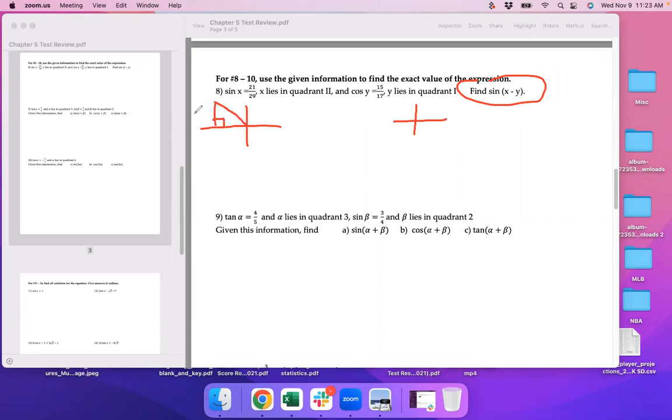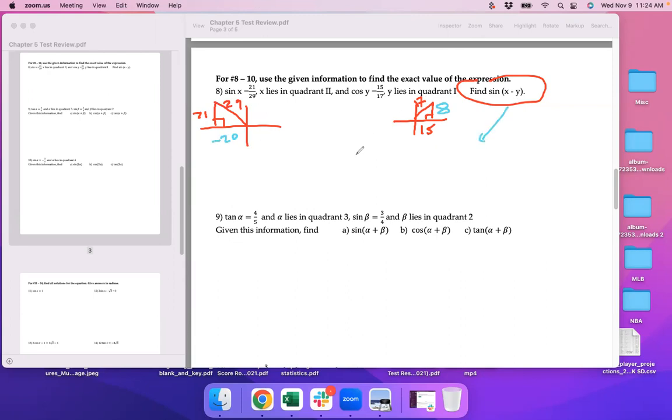So this is going to be 21 and 29. And this right here is going to be 15 on the x-axis because it's adjacent to our hypotenuse, and 17 for the hypotenuse. If you do Pythagorean theorem, you should get 8 for the vertical side for angle Y. And for this one, a little hard to do in my head, so I'm going to use a calculator. 29 squared minus 21 squared. Yeah, you should get 20. Now, but negative 20, because it is pointing to the left.